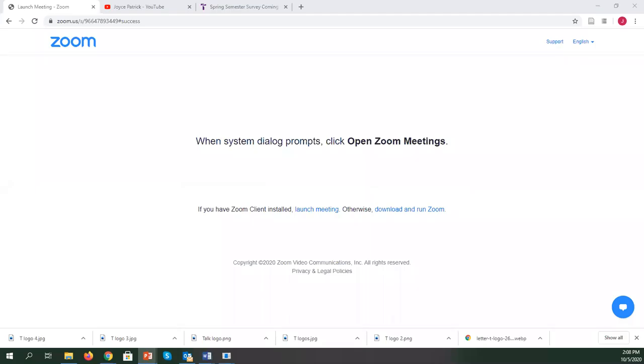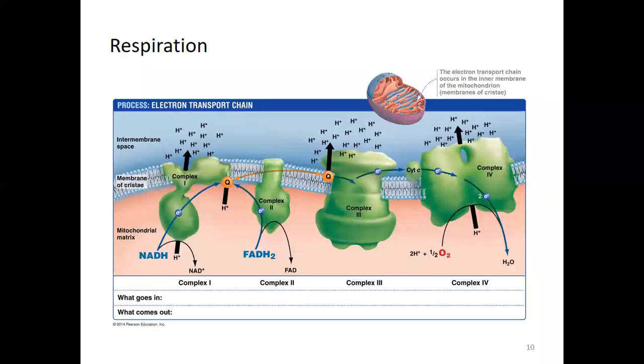Okay, so continuing respiration. When you hear the word respiration, think electron transport chain. Because remember, that's what respiration is. Respiration has nothing to do with oxygen. In humans, yes, we respire oxygen, but at the most basic biological sense, respiration means that an electron transport chain is in use. And so here is a diagram of an electron transport chain.